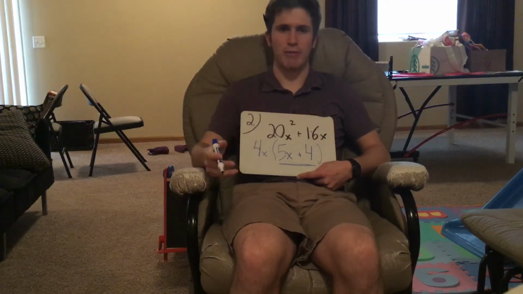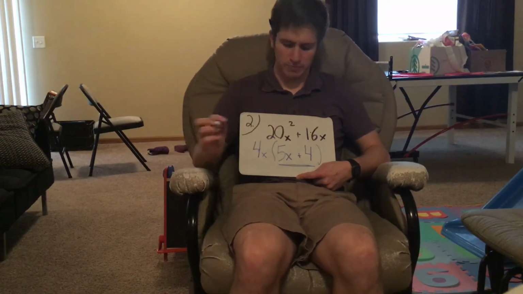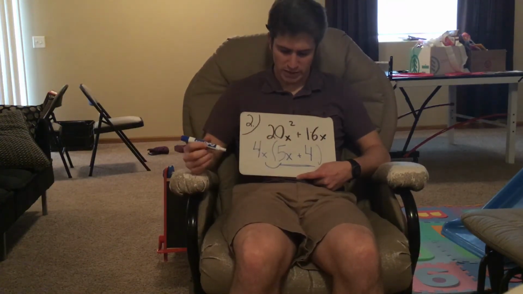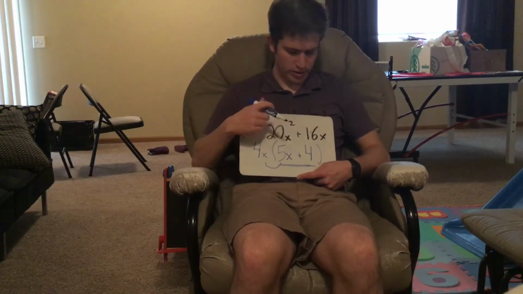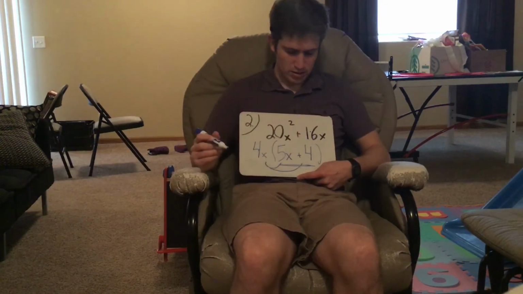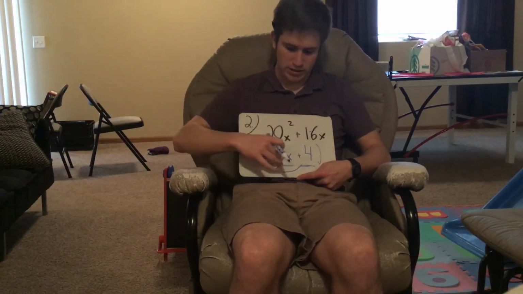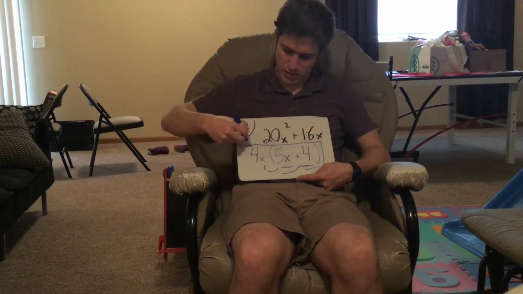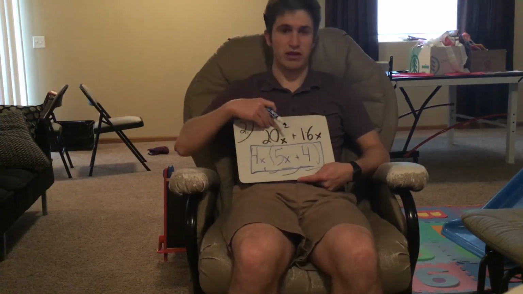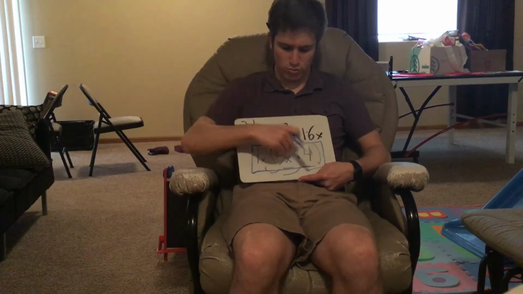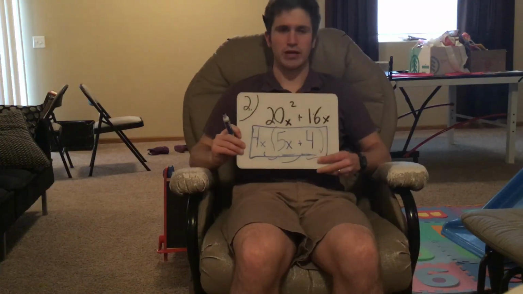One thing I like to do in my head at the end of factoring problems is just check if the distributive property gets me back to my original problem. So 4x times 5x is 20x squared, and 4x times 4 is 16x. So this is my answer right here. I've just factored this into 2 multiplied parts. That's factoring out the GCF.